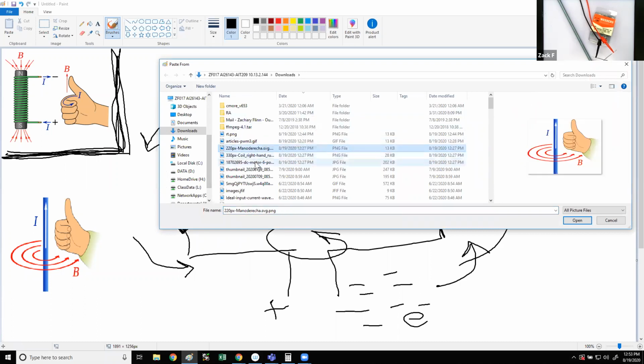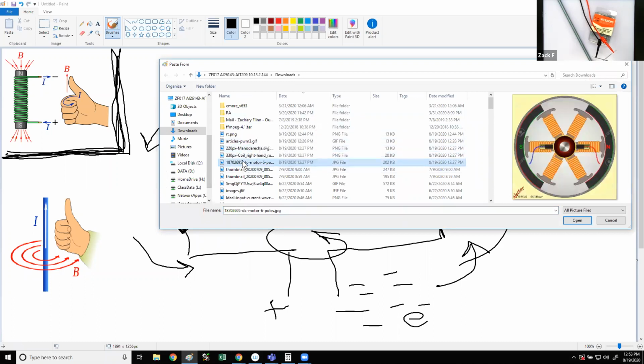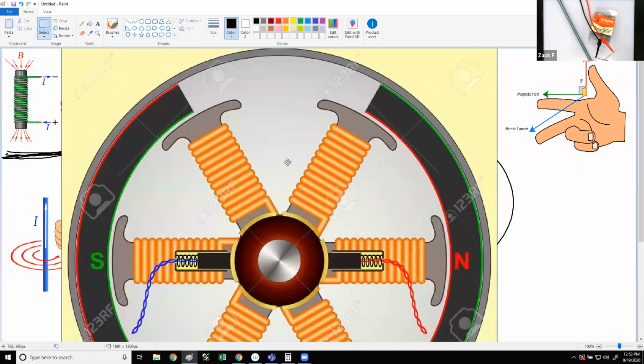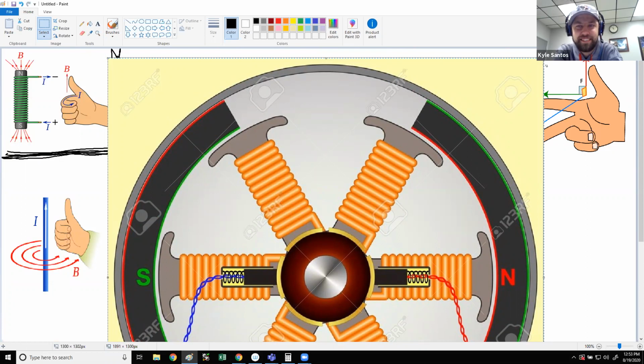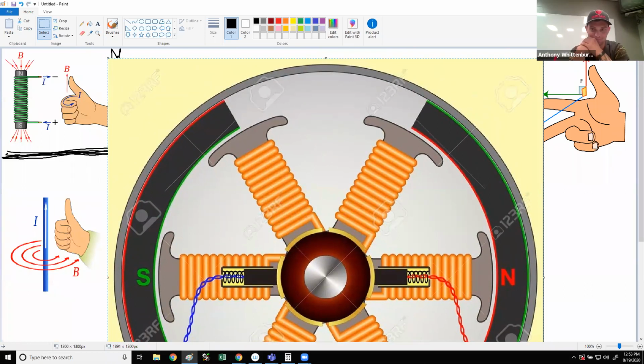Look at a single phase, okay, so here's a DC motor. Whoa, holy cow. What a big motor you have. Maybe professional, please.